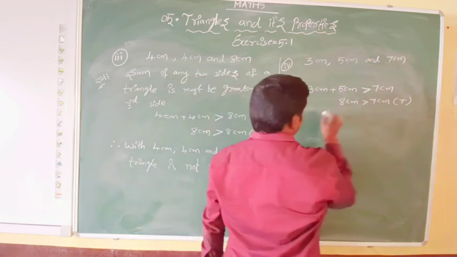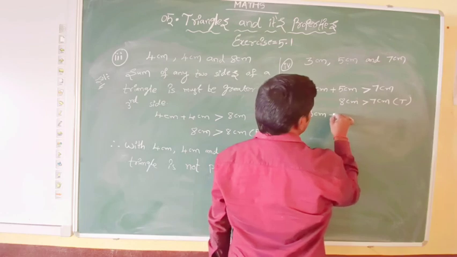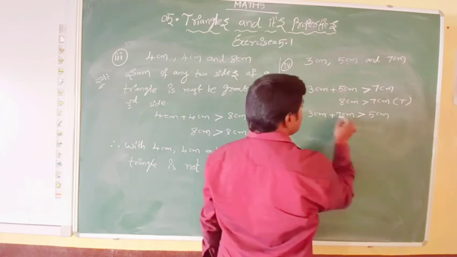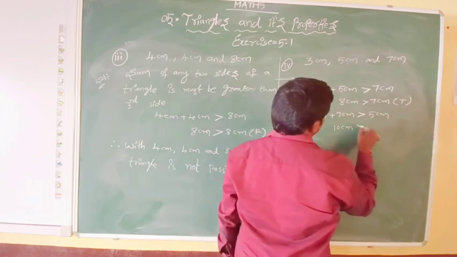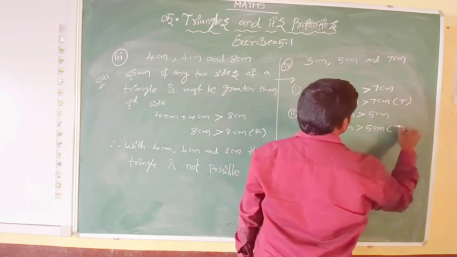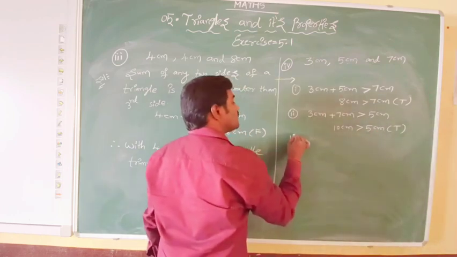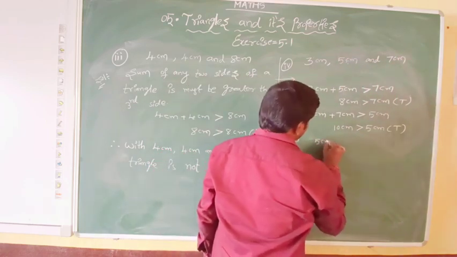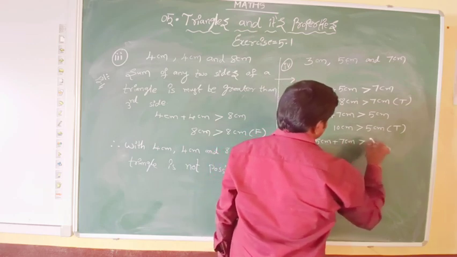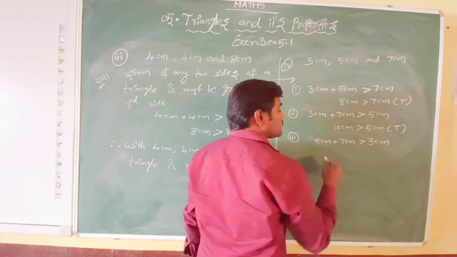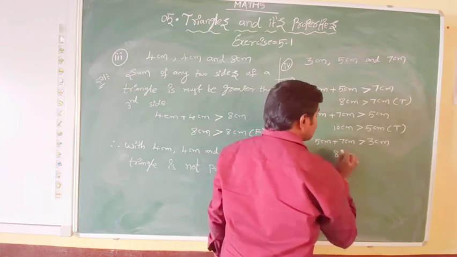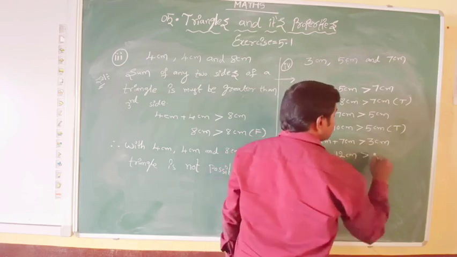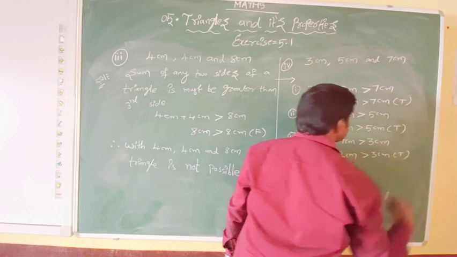Now 3 centimeter plus 7 centimeter. The sum should be greater than the third side, that is 5 centimeter. 3 plus 7 is 10 centimeter, which is greater than 5 centimeter. It is also a true statement. Then the third condition: 5 centimeter plus 7 centimeter should be greater than 3 centimeter. 5 centimeter plus 7 centimeter is equal to 12 centimeter, which is greater than 3 centimeter. It is also a true statement.